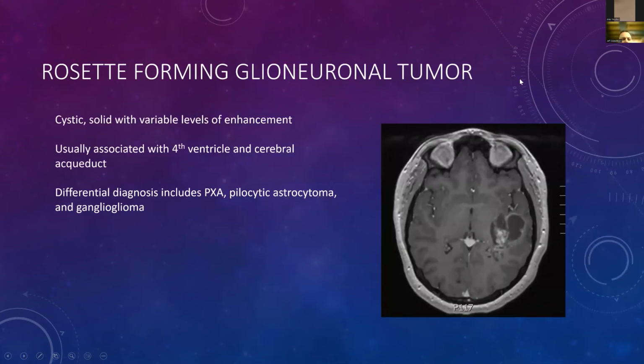And this is an entity which is supposedly rare, but we've been seeing it more often. This is the rosette-forming glioneuronal tumor, and it's cystic, solid, with variable levels of enhancement. It's usually associated with the fourth ventricle and the cerebral aqueduct. Differential diagnosis would include the PXA, the pilocytic astrocytoma, and the ganglioglioma.